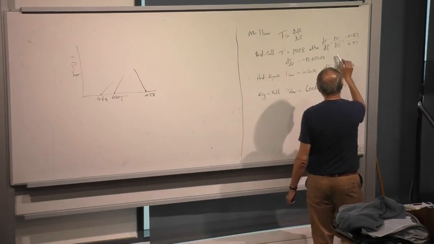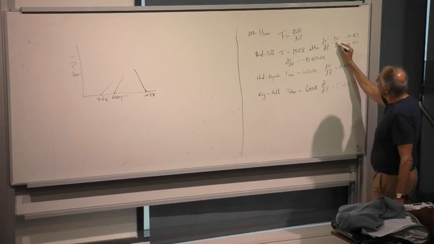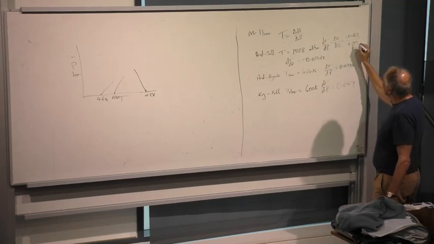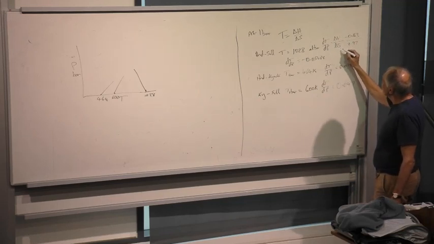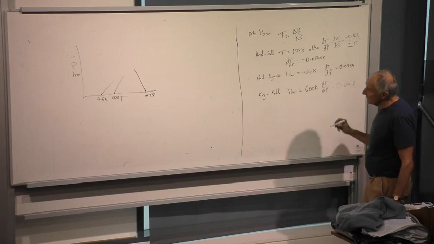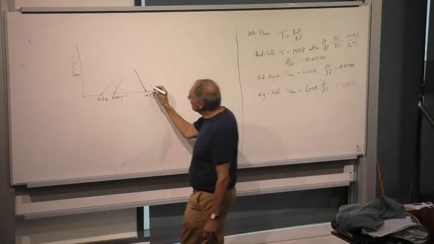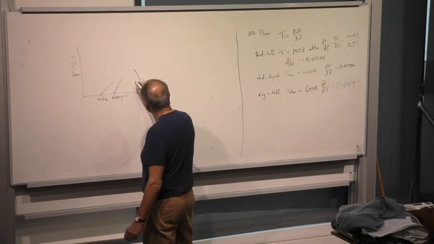We take the andalusite-sillimanite reaction. It has a positive delta S and a negative delta V. So we know that sillimanite is stable on the high temperature side. So that's sillimanite and that's andalusite.